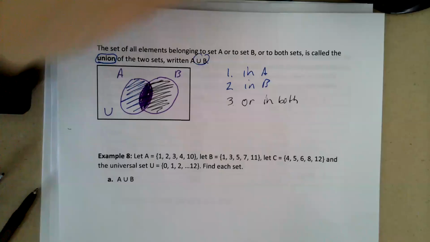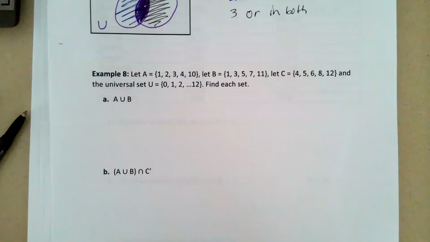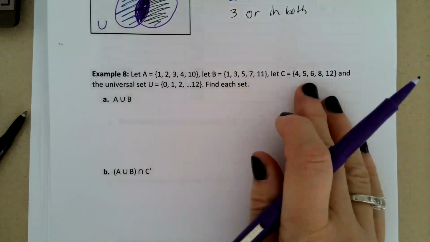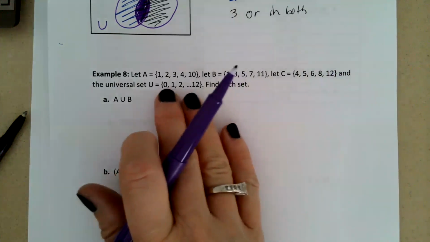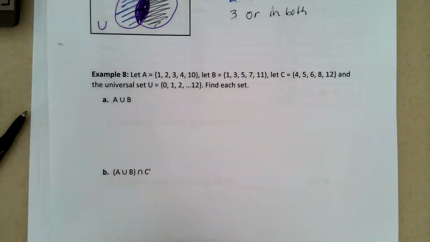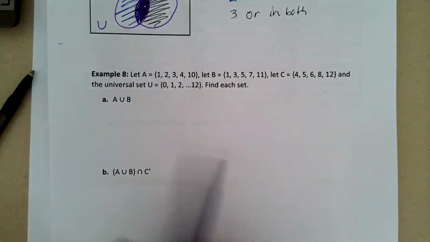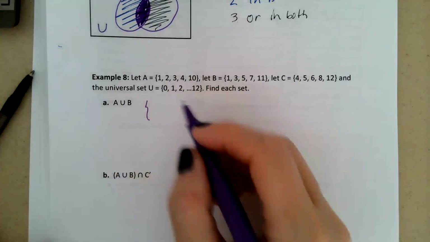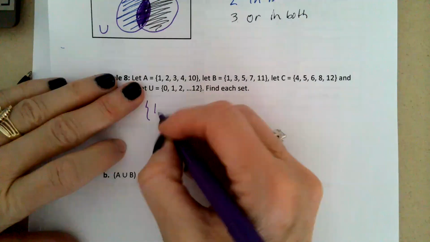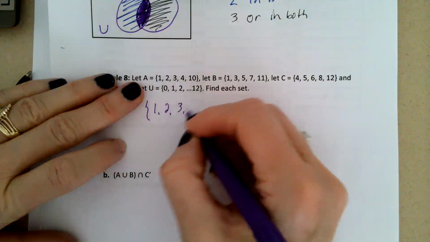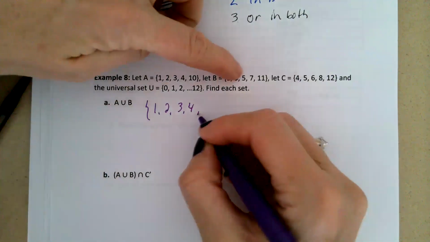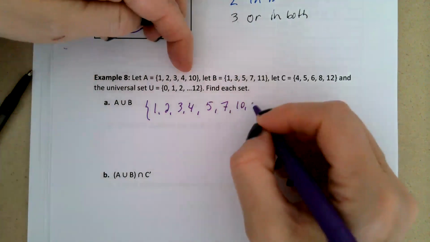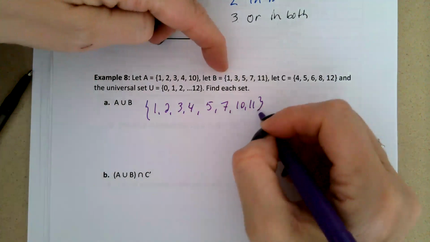So let's look at example 8. Example 8 says, let A be these elements, B has elements, C has elements, and then we have the universal set that's 0 through 12. Find each of these. So we have A union B. A union B is anything that's in either. So we've got 1, 2, 3, 4, and then B has 5, 7, A has 10, and B has 11.